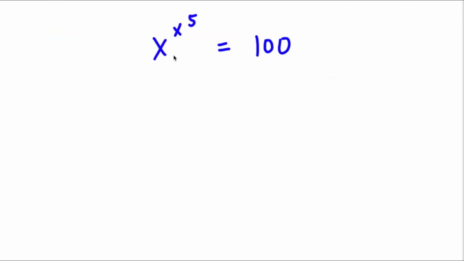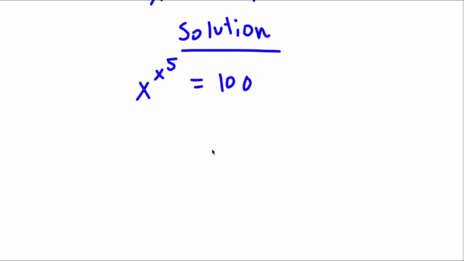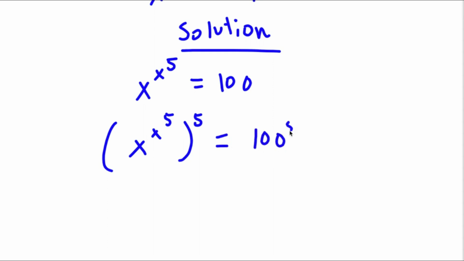All right, so I have x to the power of x to the power of 5 is equal to 100. Now for our solution, we obviously start with x to the power of x to the power of 5 is equal to 100. And now what I'm going to do is take the power of 5 on both sides. So now I have x to the power of x to the power of 5 to the power of 5 is equal to 100 to the power of 5.